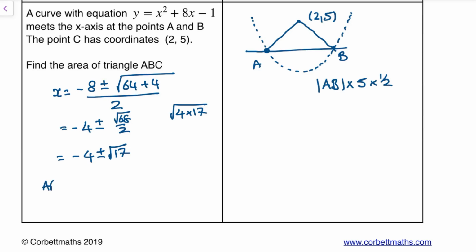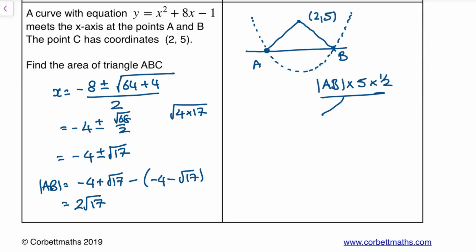So the measurement from A to B is going to be minus 4 plus root 17, in other words B, minus A, which is minus 4 minus root 17. Minus 4 minus minus 4 is 0. Root 17 minus minus root 17 is going to be 2 root 17. So therefore, let's fill all this in. It's going to be 2 root 17 times 5 times a half. 2 and a half cancel, so my answer is 5 root 17. Good question that to end the day. I quite like that question.